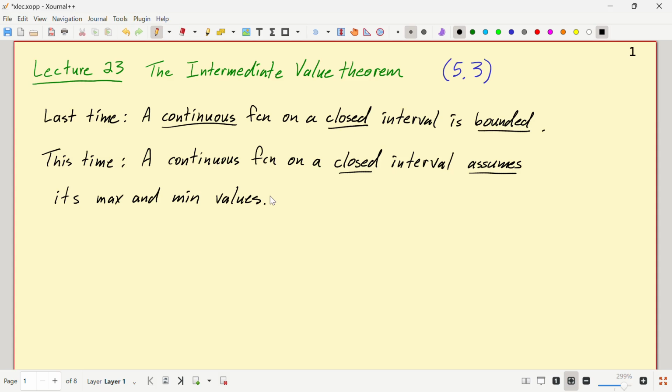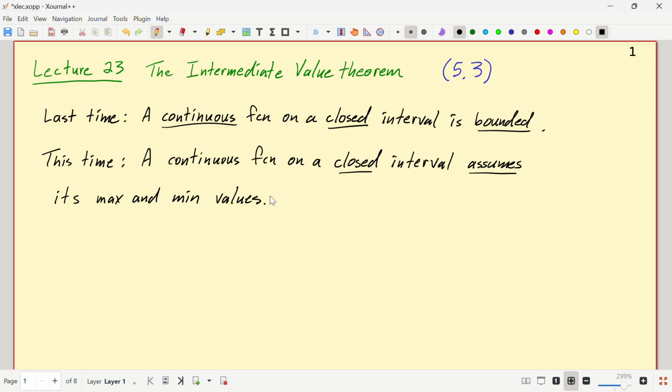Let's see, this section is particularly pretty because we get to finally do something with all the tools we've been developing. And there's a couple of exciting theorems today. One is that a continuous function on a closed interval assumes its max and min values. So there's a point where the value of the function is actually its absolute maximum on the interval.